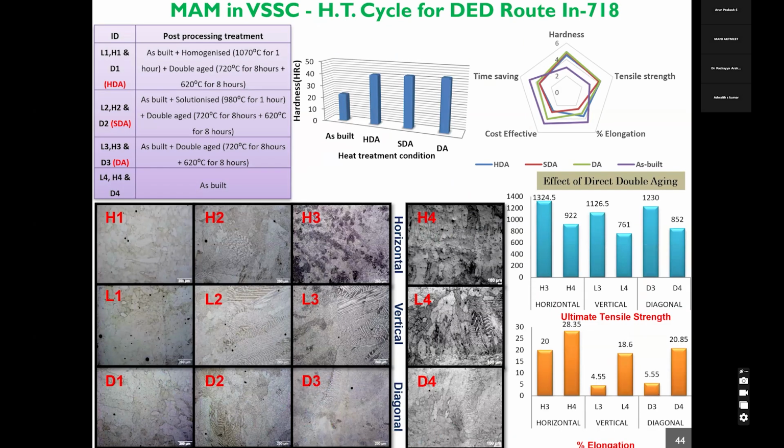And we also tried to optimize the properties for Inconel 718 made through directed energy deposition. So herein you can see we tried out four different heat treatment cycles. These are the as-built samples. You can see here we carried out direct double aging on these in different orientations, and these are the mechanical properties. These are in as-printed condition, and these are in heat treated condition. So you can see these are meeting the minimum specified properties. So this way we could optimize the heat treatment cycle for Inconel 718 by adopting a direct aging cycle.